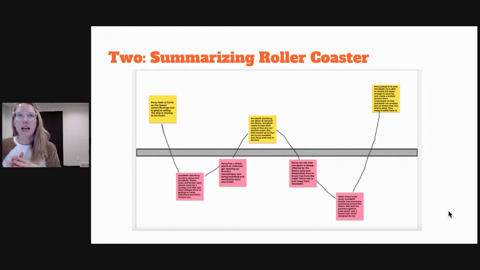Also, you'll notice that the post-it notes are at different levels above and below the line. Students could decide, is that a super positive event, a super negative event, or maybe something slightly above or slightly below. And then at the end, students just take the drawing tool and draw a line from one plot event to the other to have that roller coaster effect. So, a fun way to get students to visualize summarizing and just mix it up a little bit.